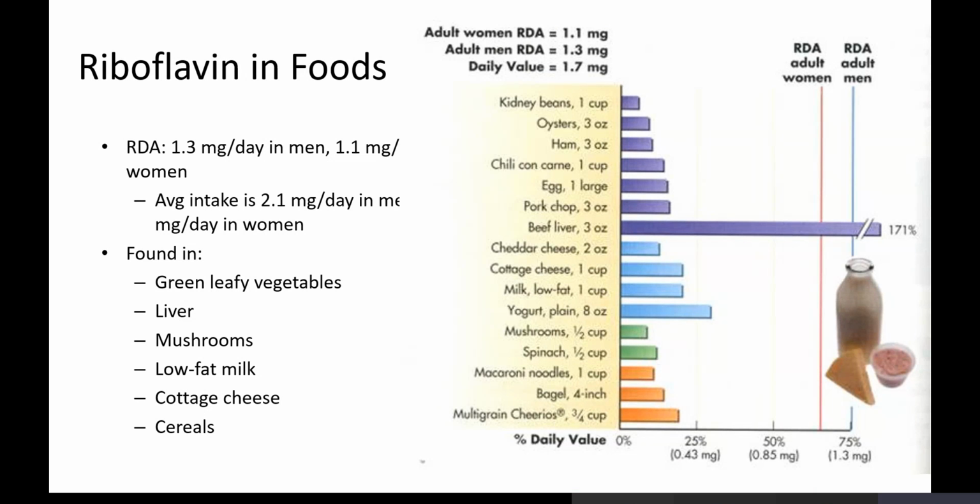Okay, and now what about its occurrence in food? The RDA, or recommended daily allowance, for this vitamin is 1.3 milligram per day for men, whereas it is 1.1 milligram for women, and average intake is around 2.1 milligram per day in men and women. It is found in green leafy vegetables, liver, mushrooms, low fat milk, and cottage cheese. Consumption of 3 ounces of beef liver will meet more than 171% of the RDA.